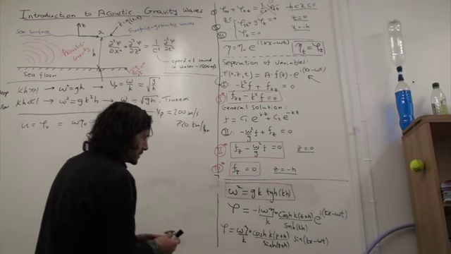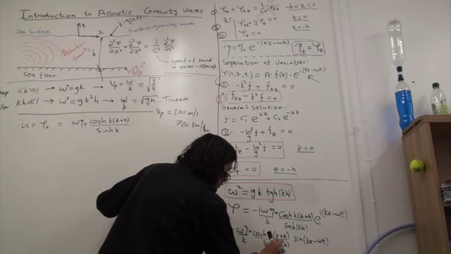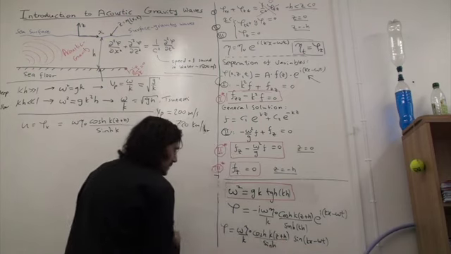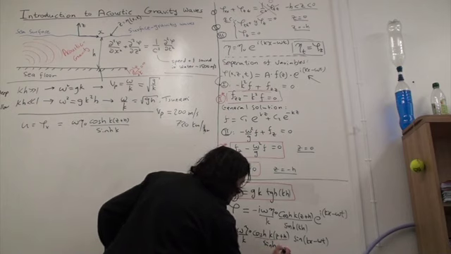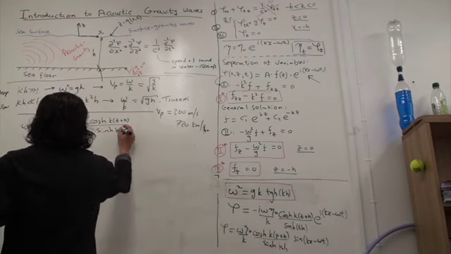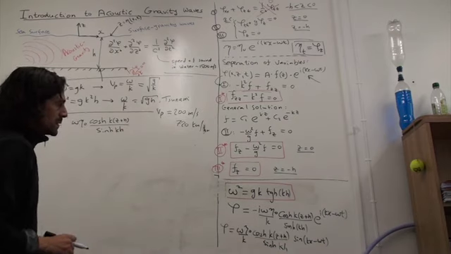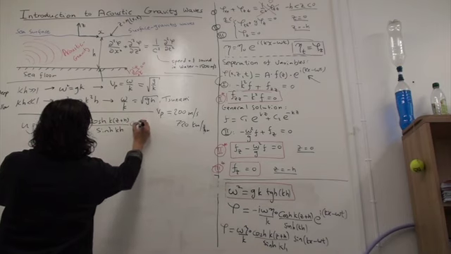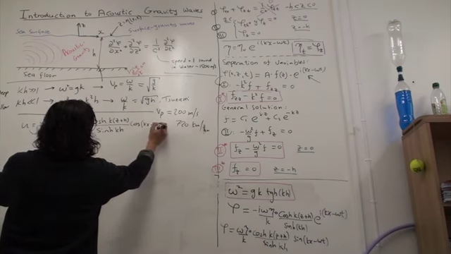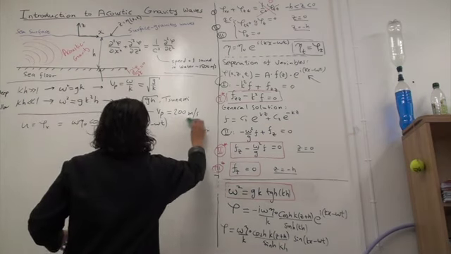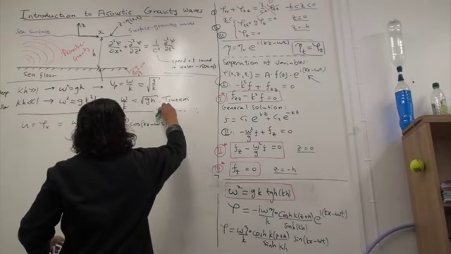Okay. This should be kh. This is constant. Okay, so we have kh times cosine (kx minus omega t). So this is the velocity in the x direction.